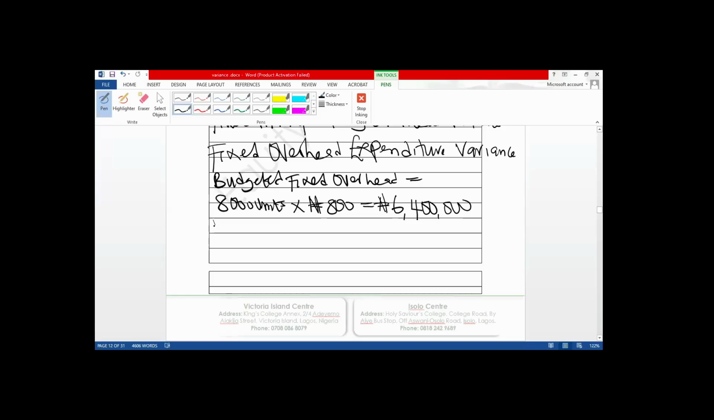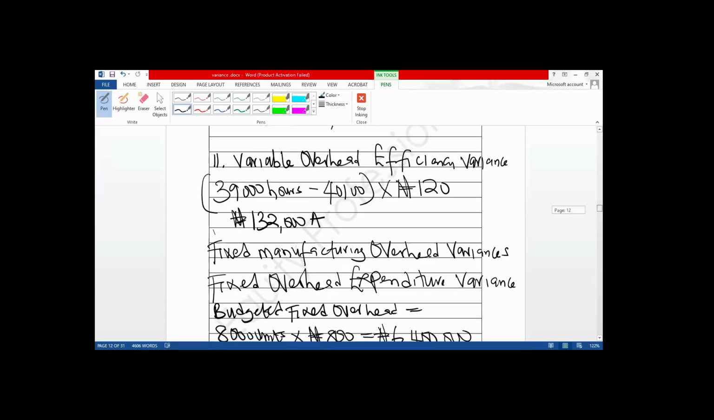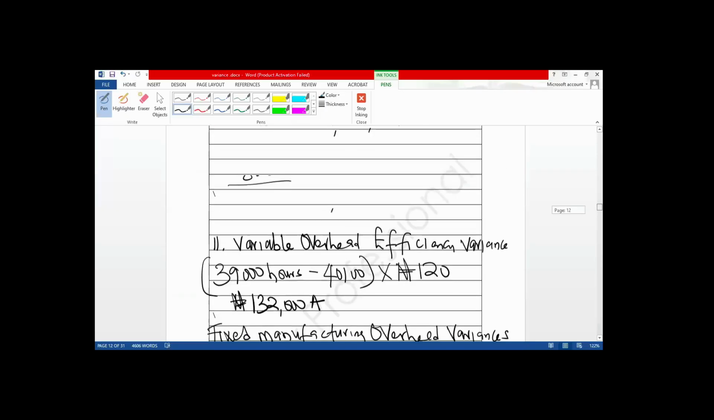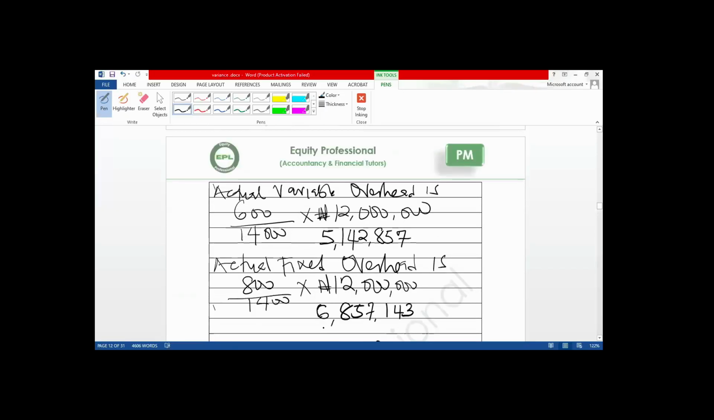Then minus actual fixed overhead. That will give you the answer. We have done it. Actual fixed overhead, 6,857,143.